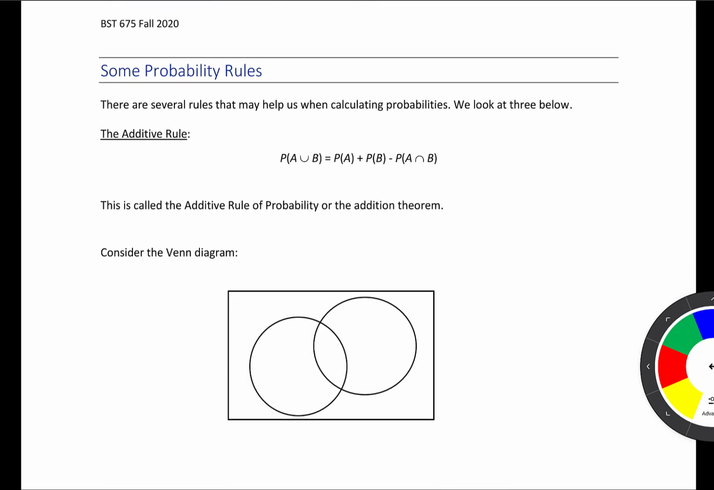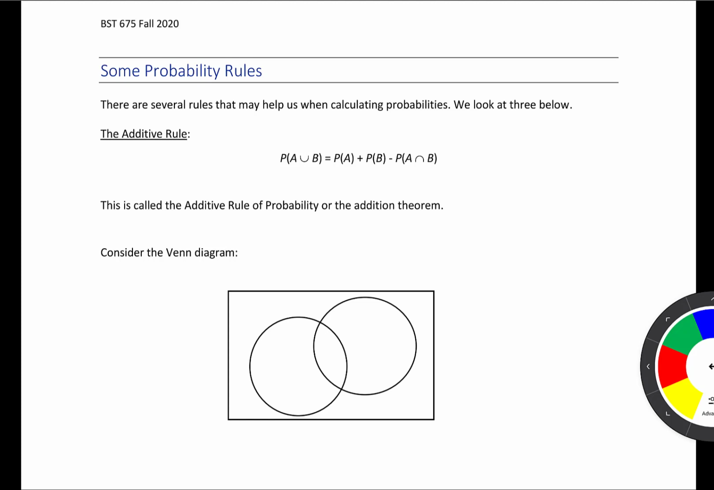Okay, so let's look at a couple probability rules. So there are several rules that may be helpful to us when we calculate probability. We're going to look at 3 different ones here. The first one is what we call the additive rule.